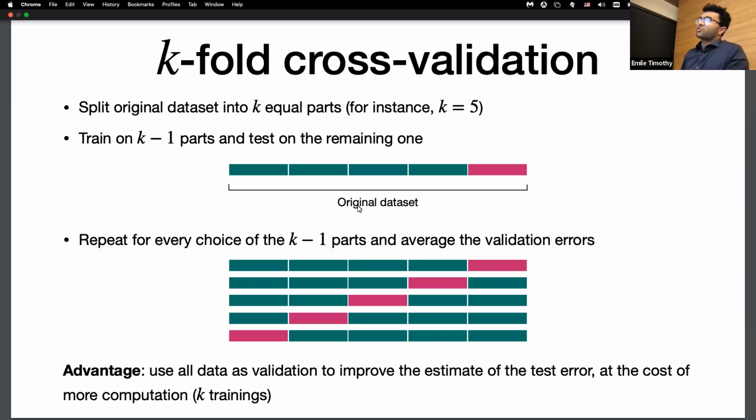And so we defined k-fold cross-validation, which is a way in which you could break apart your training data set into something that you truly train the model on, and then a validation set. K-fold cross-validation was one of those methods where you split your original data set into k equal parts. You train on k-1 of those parts and test on the remaining one. And then you repeat this for every choice of the k-1 parts and average the validation errors. The main advantage we saw here was that you're using all the data as validation as well as training to improve the estimate of the test error, though it is true that you're also doing more computation.